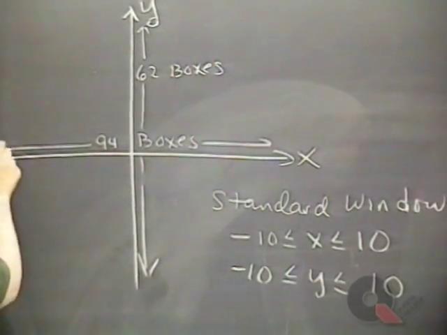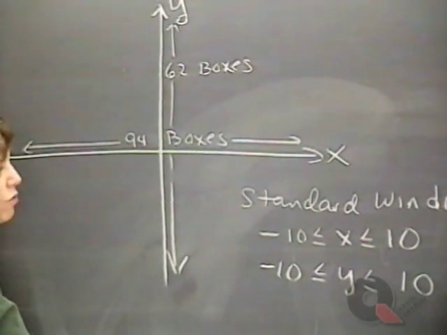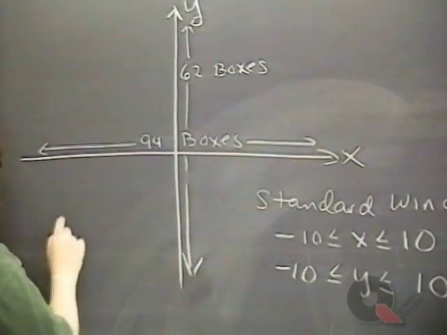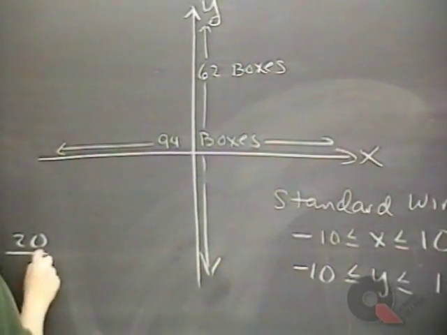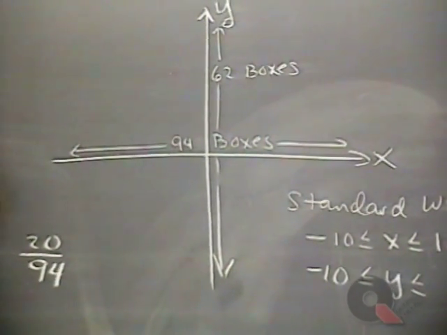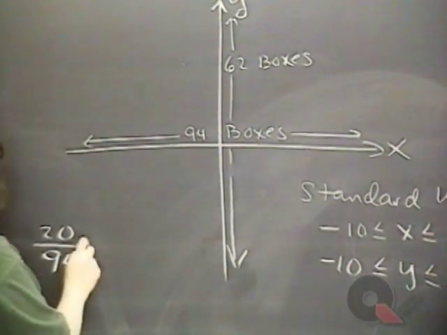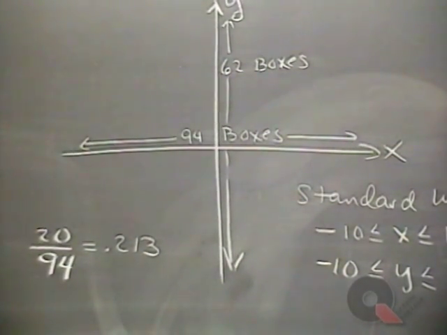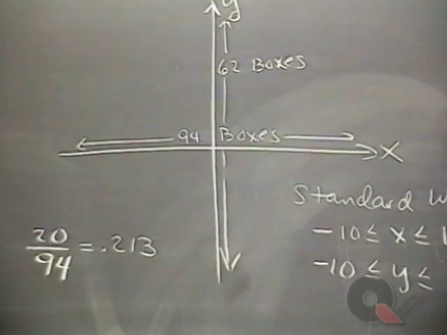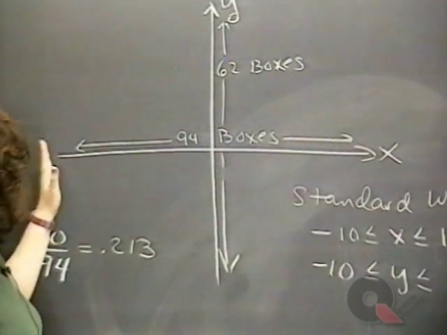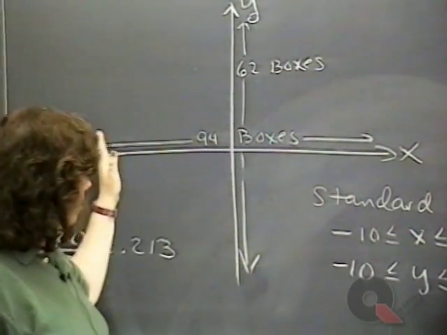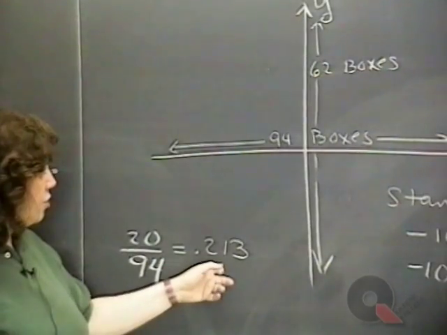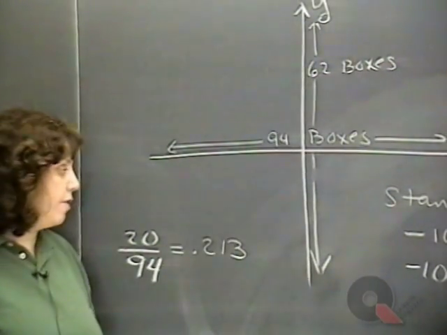So each box, each time I hit the trace button, it moves it like one box over. Each box is going to move the cursor 20/94 of the way. Now 20/94 is approximately 0.213. It's the 0.2127 thing that we saw before. In other words, it's covering a distance from minus 10 to 10, a distance of 20 units in 94 boxes. So each time you hit the cursor, it's moving at 0.213 of the way.